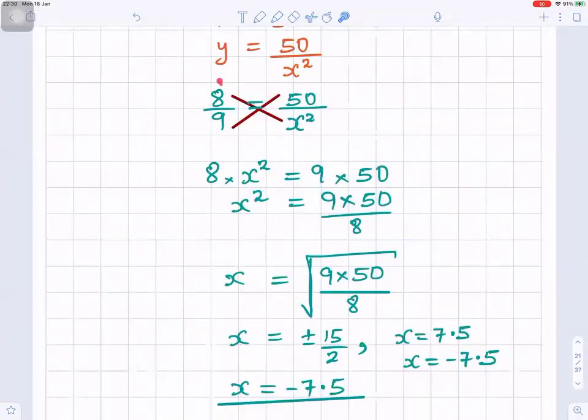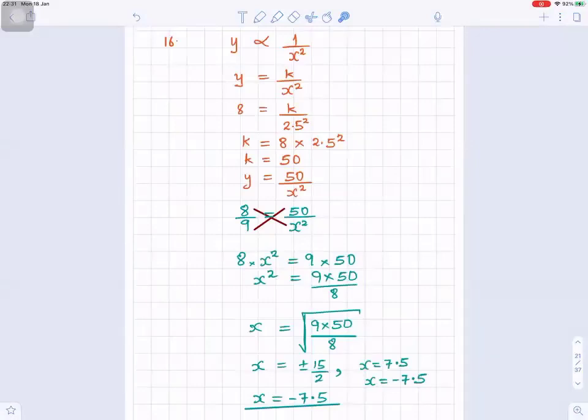The second part says if y is 8 over 9, find the negative value for x. So we cross multiply. 8 times x squared equals 9 times 50. 9 times 50 divided by 8 will give us x squared. So to get x, we find the square root. The inverse of squared is a square root. So x will be the square root of 9 times 50 over 8, which gives you plus or minus 15 over 2. So that means x is either 7.5 or x is minus 7.5. And we wanted the negative value, so x is minus 7.5. So that's the complete answer for question 16.